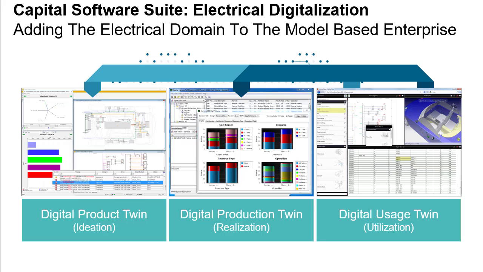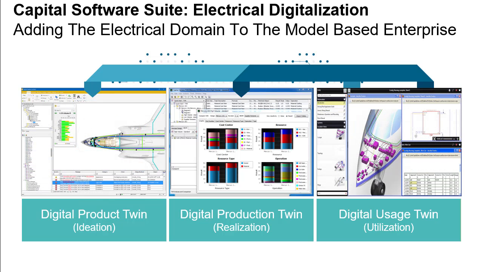Capital is the product in which the electrical aspects of the digital twin are described and generated. What you're seeing here are 3 tools within the suite that highlight the product twin, the production twin, and the usage twin. And this is true of any product, whether it has wheels, wings, or never even moves.